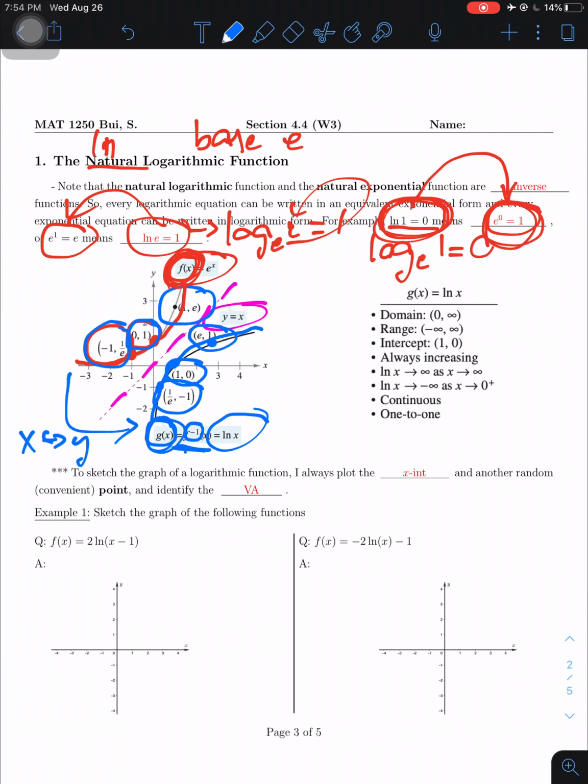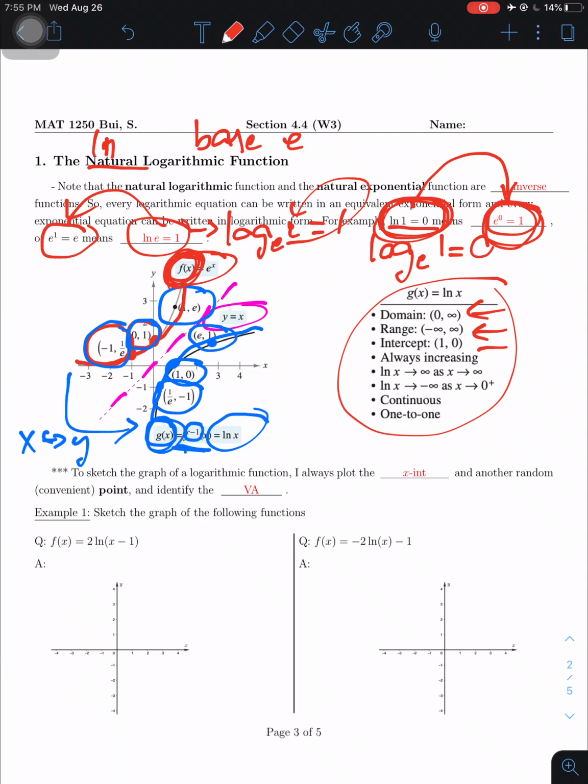okay? And here is the list of all the properties of the inverse function, the natural logarithmic function. The domain has all the values of x that are strictly greater than 0. The range in here covers everything on the y-axis from -infinity all the way to +infinity. So your y could be bigger than 0, smaller than 0. It could be equal to 0.